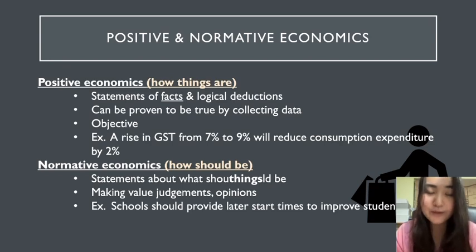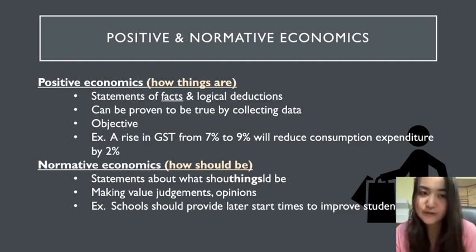So this is what positive and normative economics is. Let me recap. Positive is based on facts. It's how things are, and you can collect data and prove it to be true. But normative economics is an opinion. It's how things should be. If you want to be able to differentiate whether a statement is positive or normative, look out for the word should.